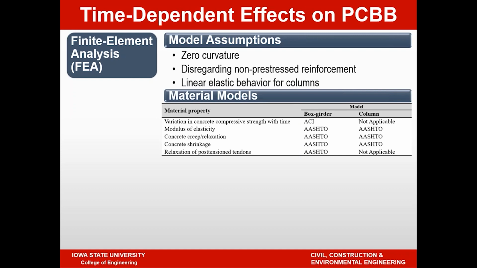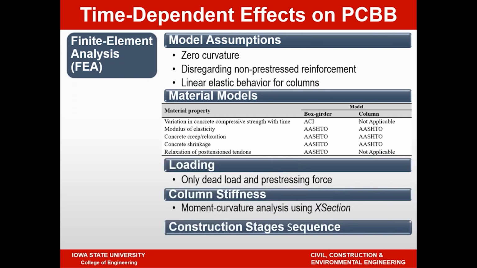The material models in the analysis were based on the concrete compressive strength. The time was based on the ACI approach. The modulus of elasticity was assumed using AASHTO recommendation, and the concrete creep, relaxation, and shrinkage functions were developed as recommended by AASHTO. We applied the dead load and prestressing forces. The moment curvature of the column sections was performed using a section analysis, and the column stiffnesses were evaluated based on the moment curvature analysis, depending on whether it is a cracked or uncracked column.